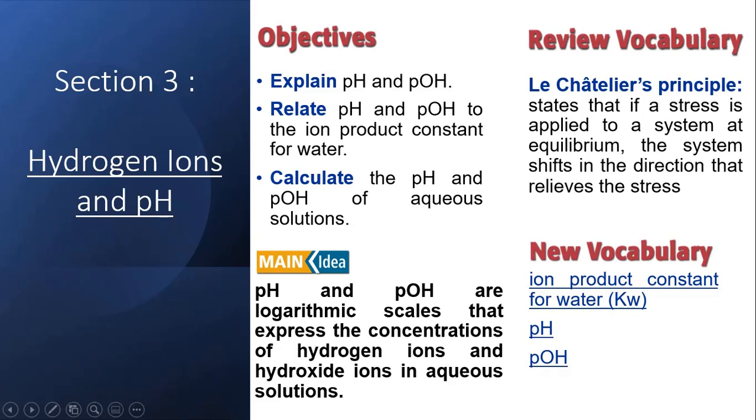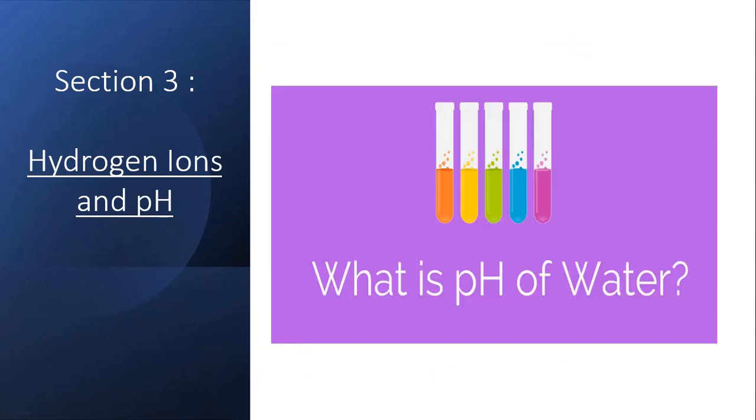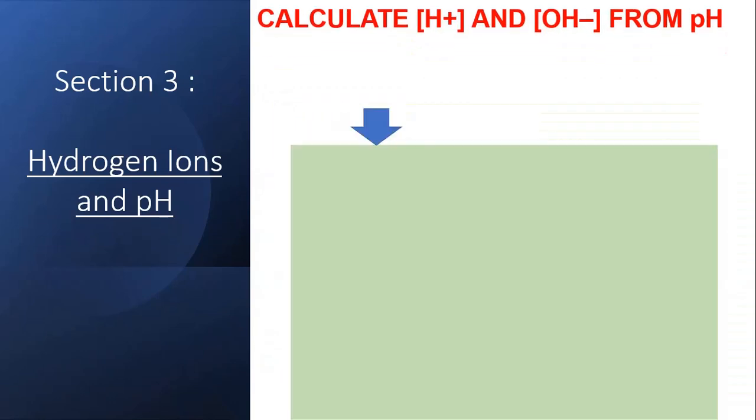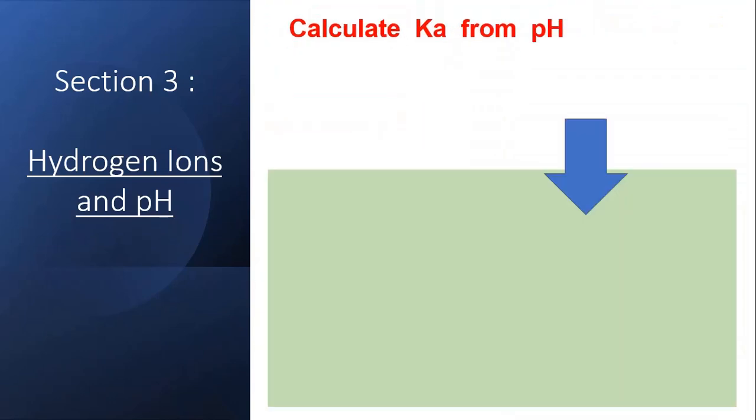So the main idea of this section is that pH and pOH are logarithmic scales that express concentrations of hydrogen ions and hydroxide ions in aqueous solutions. In addition to all this, we have section 4 that talks about neutralization. I'll skip these slides for now. We'll go through the next part.